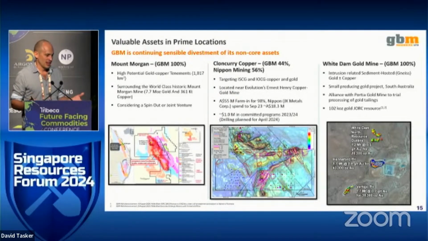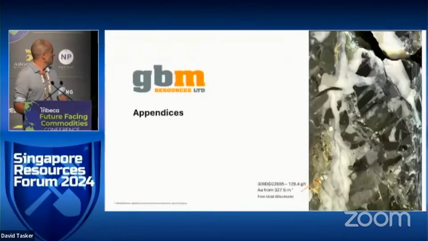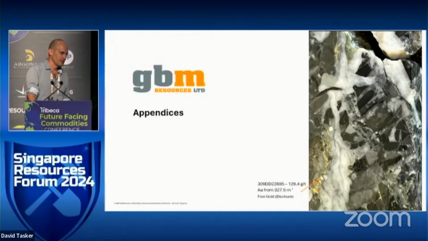The ground the company has is all excellent, but the Drummond Basin gold projects are, for me, next level and some of the best gold ground in Australia. They've been neglected for 25 years, and we hope to turn that around and really make some discoveries there. That's all. Thank you.